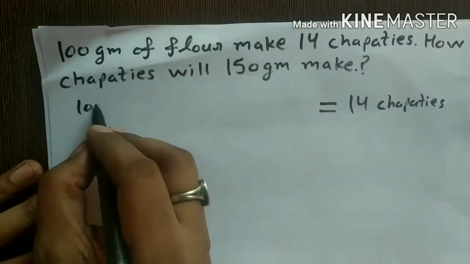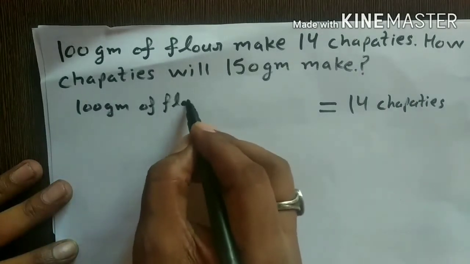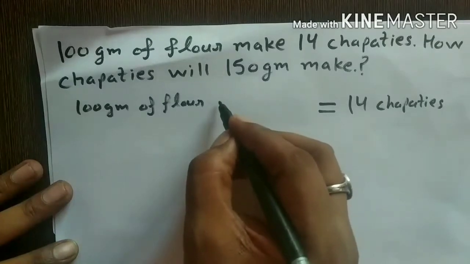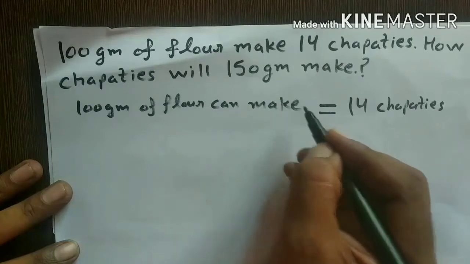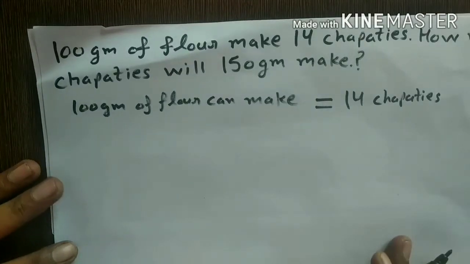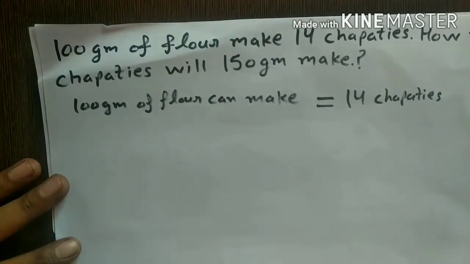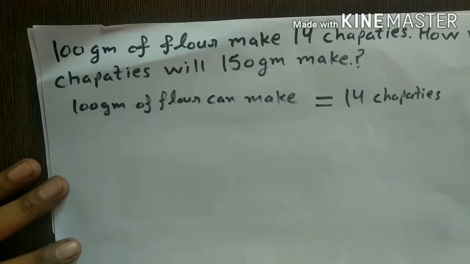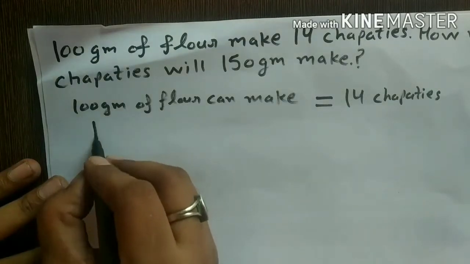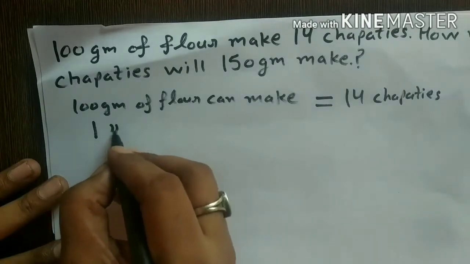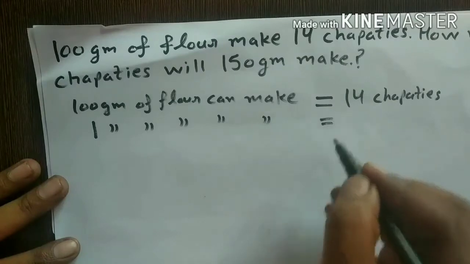100 gram of flour can make 14 chapatis. Now the second step is we will have to apply the main part of this unitary method, that is 1. We will write 1 in place of 100 gram. So 1 gram of flour can make how many chapatis?